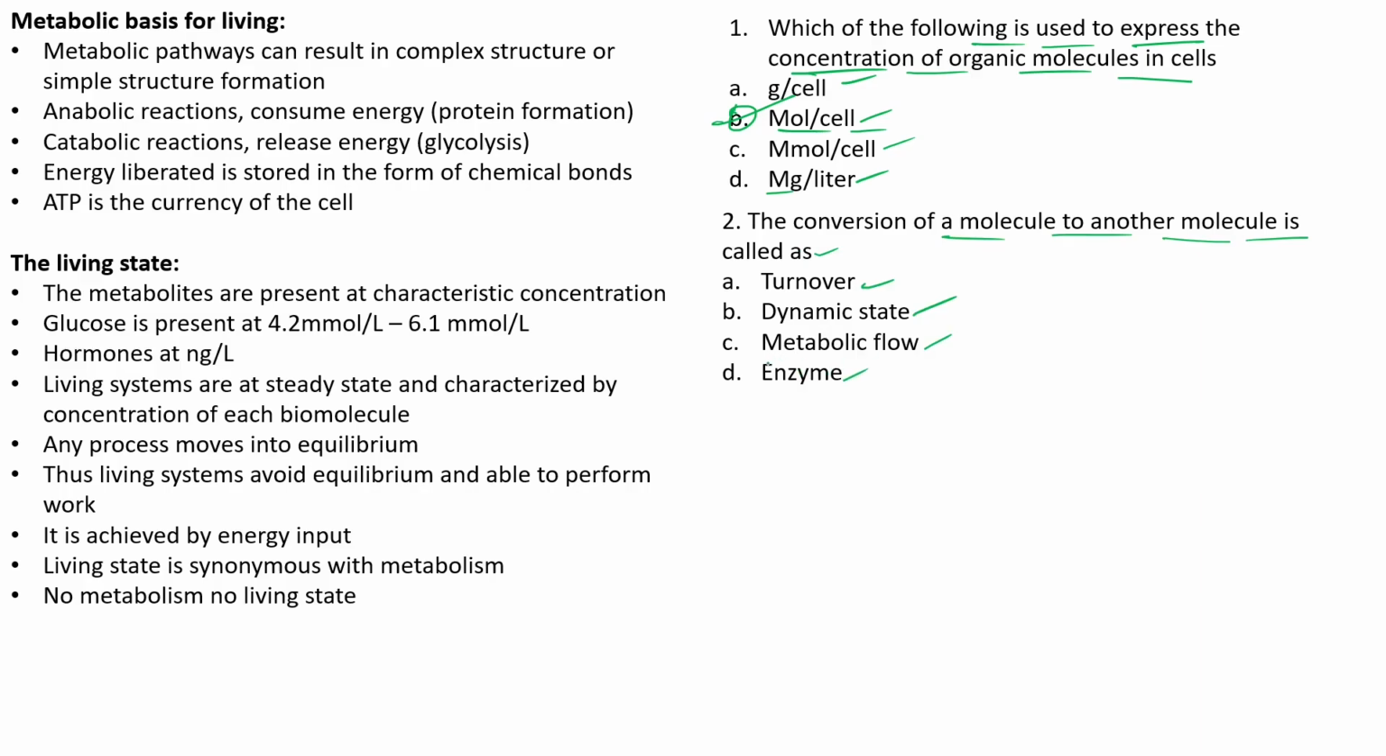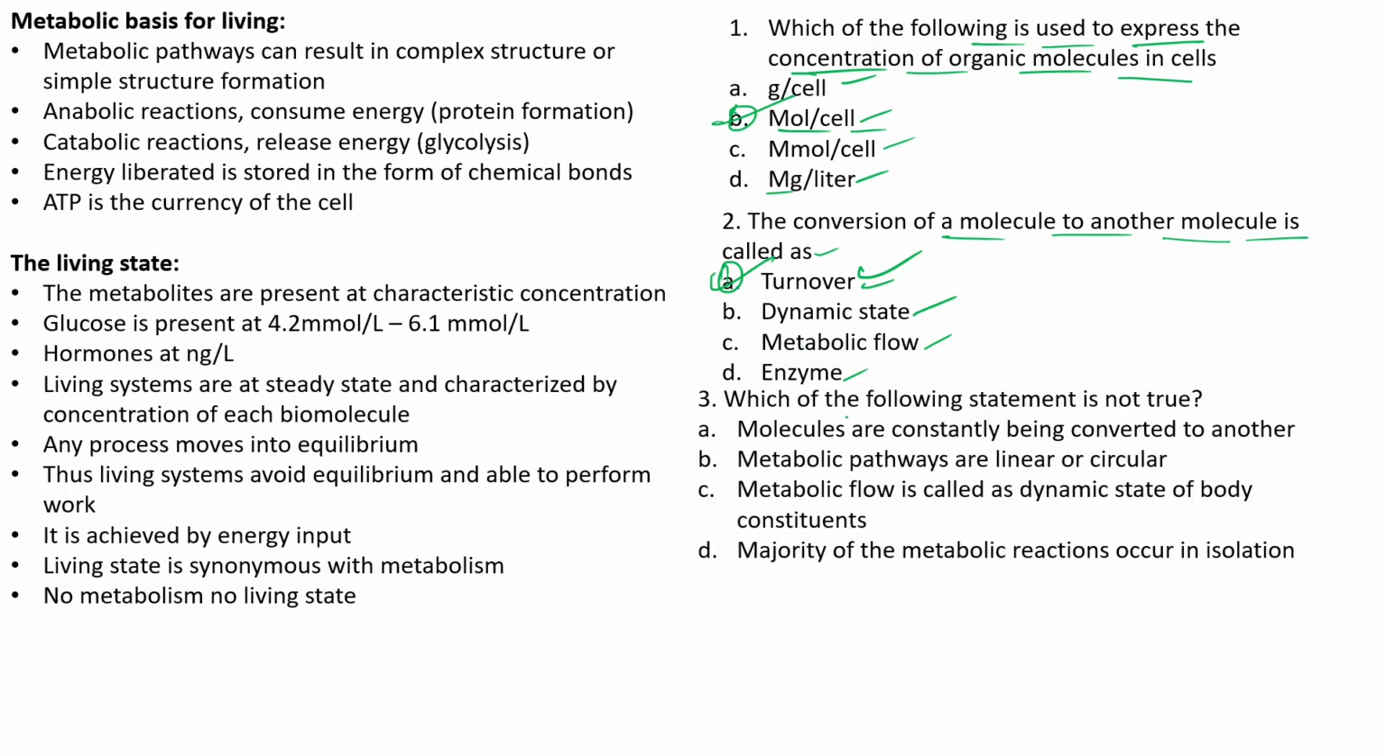Okay, an enzyme is something that is involved in catalyzing the reactions, and metabolic flow is basically the movement of one form of metabolic reaction into another kind of metabolic reaction. Dynamic state is what is always constantly working, right? And turnover is actually going to be our answer, because if the molecule converts from one form to another form, then it is called turnover. Hence A is going to be our right answer for this particular question.